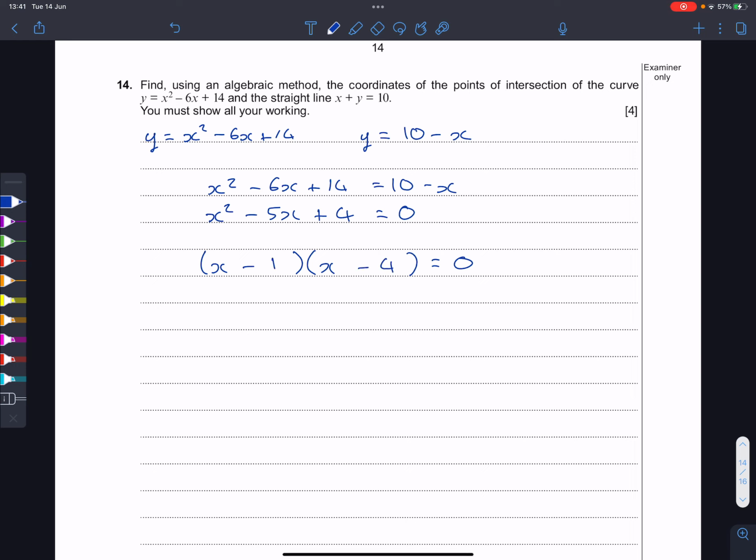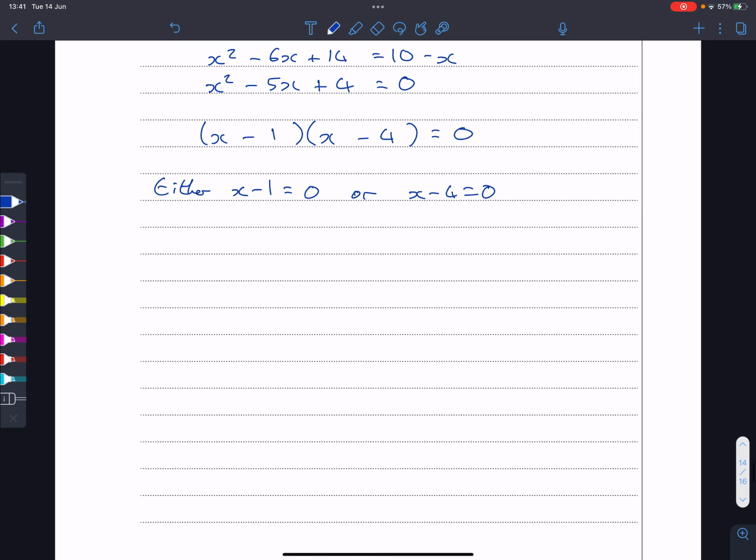So we now have two things that multiply to give 0. Either the first bracket is 0, in which case I've got 0 multiplied by this, which is 0. Or the second bracket, x minus 4, is 0. So we have something multiplied by 0, which would also give me 0. So I solve both of these equations. I can add 1 to both sides here and get x is 1. Or I can add 4 to both sides there and get x is 4.